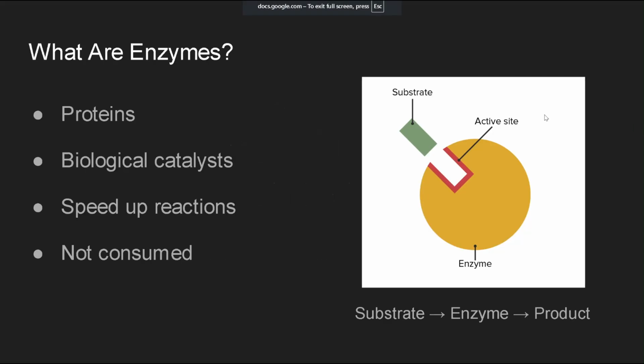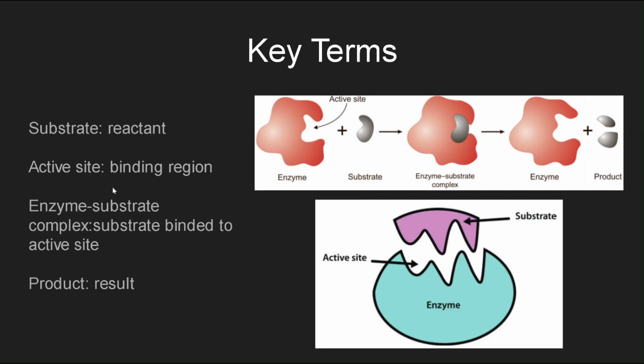So what are enzymes? Enzymes are proteins that act as biological catalysts. They will speed up chemical reactions without being consumed. And this is important because it means that a single enzyme can be reused again and again to help reactions occur faster. Here are some key terms that you should know.